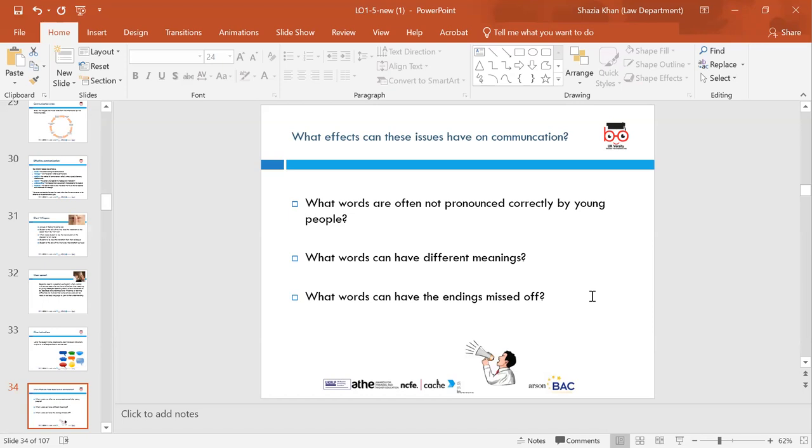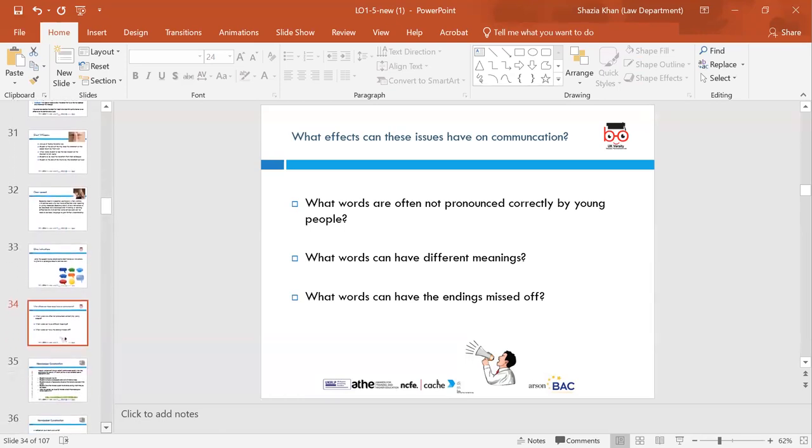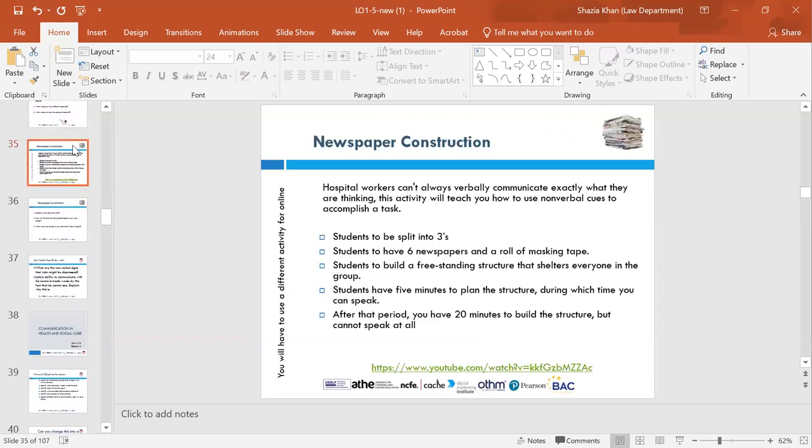What words can have the endings missed off? So that again is slang and jargon, and that may have an issue when you are communicating with someone who's either elderly or a young person within a health and social care profession.